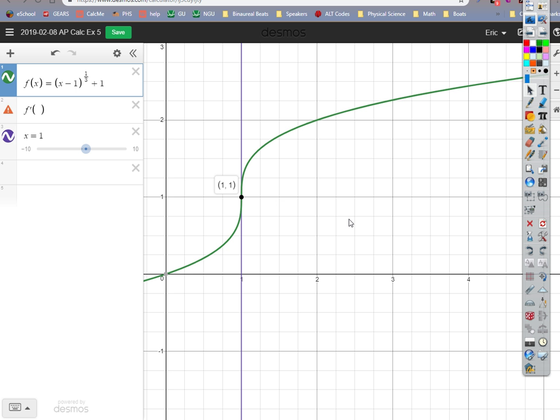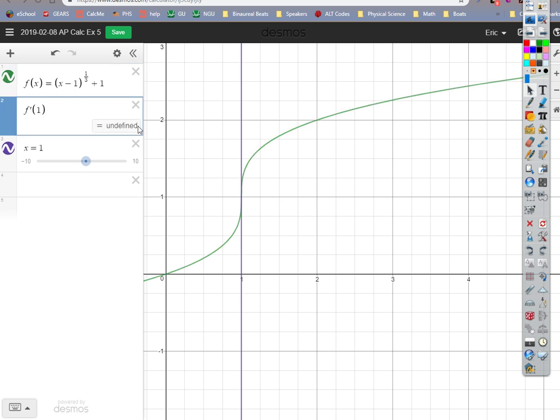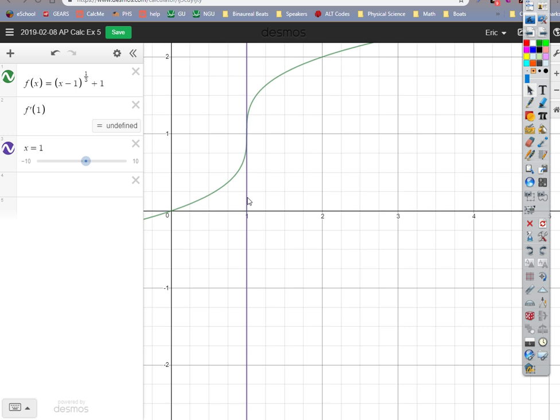At that point right there, at x equals 1, if I try to evaluate the derivative, it's undefined. Okay? How come it's undefined? Because it's a vertical tangent, right? A vertical line is not a function, right? So once again, there's a place where the derivative is undefined. So let's get a picture of that guy too. Don't want him to feel left out.